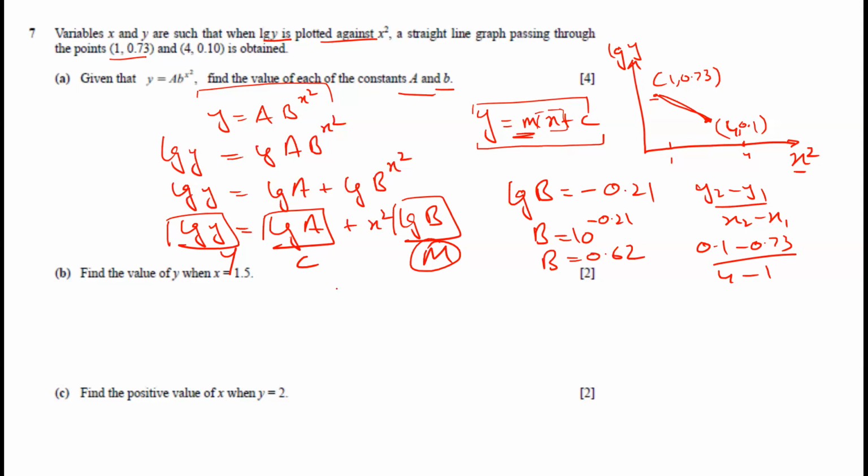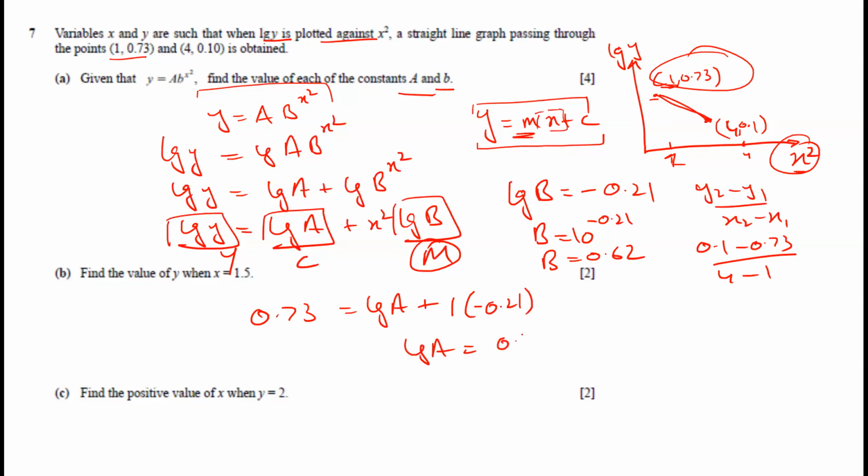Now let's find out lg a. Let's suppose we take this point. So lg y would be 0.73, equals lg a plus x squared, which is represented by 1. And as we know that lg b is your gradient, that was minus 0.21. So we get lg a equals 0.73 plus 0.21. So 0.21 plus 0.73 equals 0.94, or we can say a equals 10 raised to the power 0.94, which is equal to 8.7.